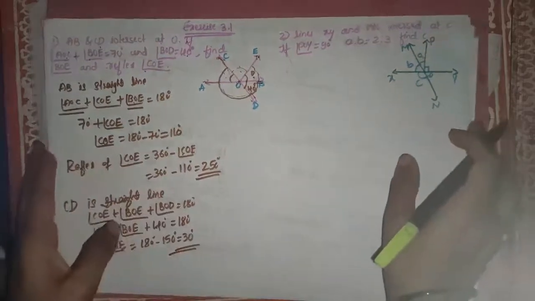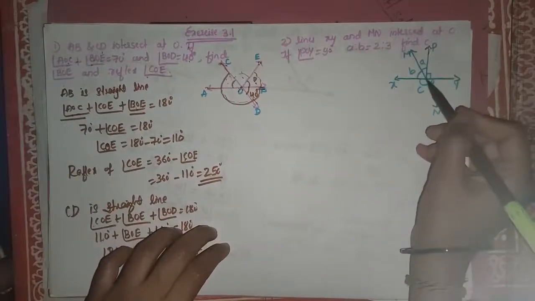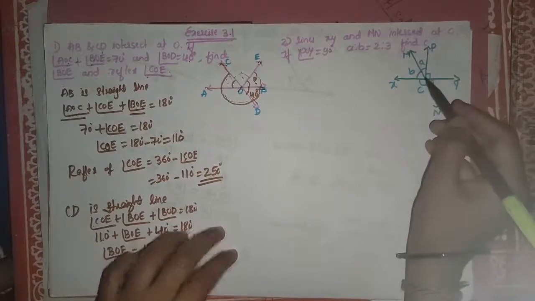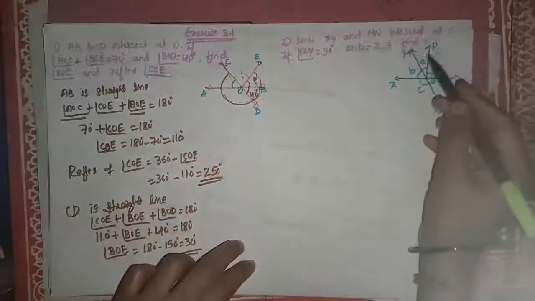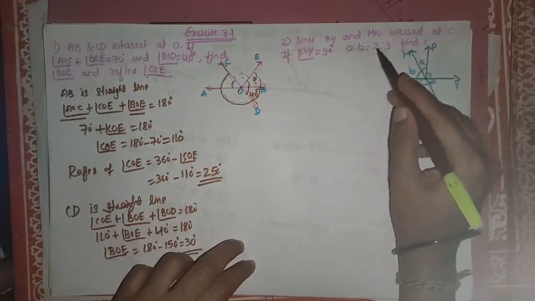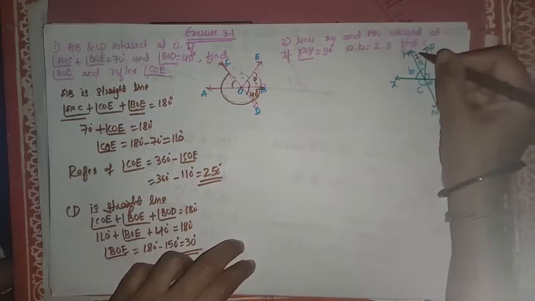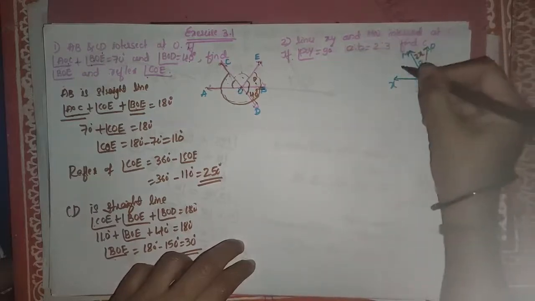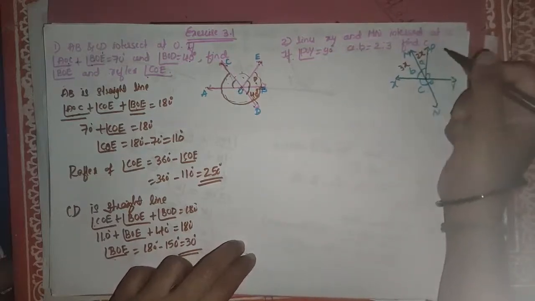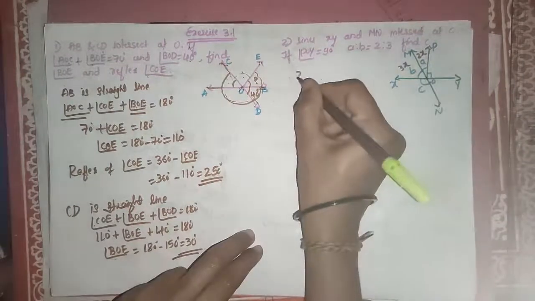So here in the second question, lines XY and MN intersect at O. If angle POY is 90 degrees, and A to B is 2:3, that is, I write A as 2x and B as 3x. They are in the ratio 2:3. Here we know that XY is a straight line.